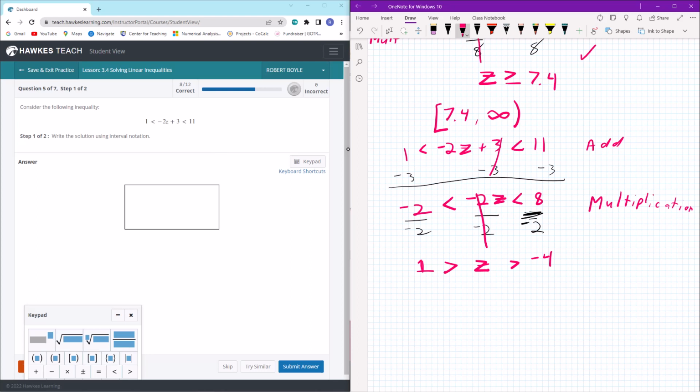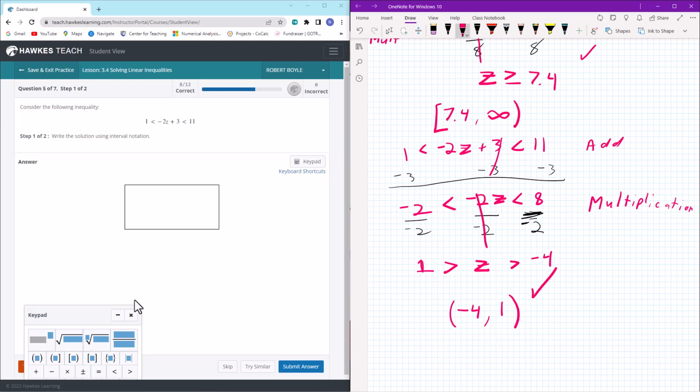Now notice that we want this in interval notation. In interval notation, we always start with the smaller number. The smaller number is negative 4. Even though this is kind of flipped around, this is the smaller number. So we start off with negative 4. Since I have a strict inequality associated with it, I have a parenthesis. Comma, the larger number is 1. Since I have a strict inequality associated with it, I have a parenthesis. And that is the answer in interval notation.